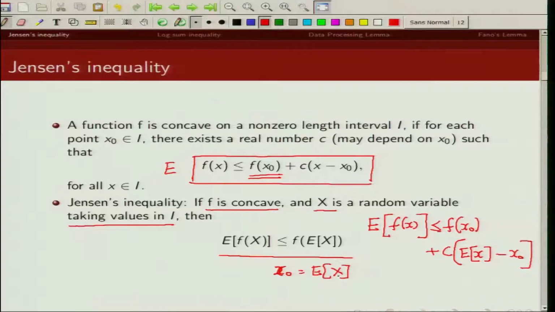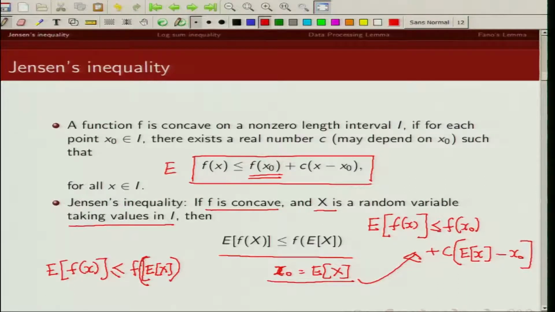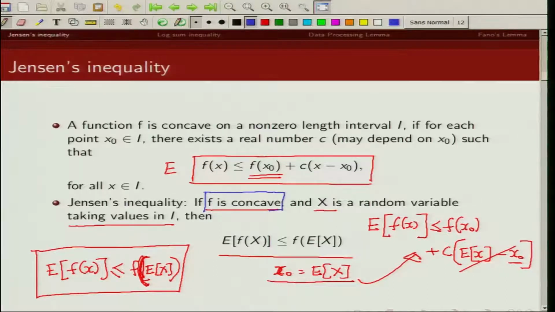Now if I choose this value of x naught and plug it in here, what do I get? I get that the expected value of f of x is less than or equal to the function evaluated at x naught, which is the expected value of x, plus c times the expected value of x minus the expected value of x. So this term will become 0. What I will be left with is this, and this is precisely Jensen's inequality. So if I have a function f which is concave, then this relation holds.